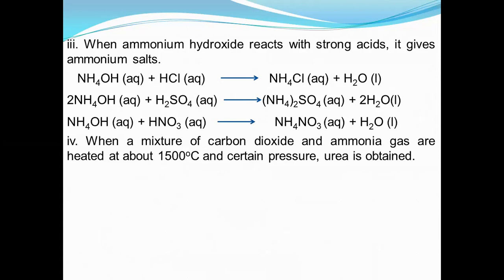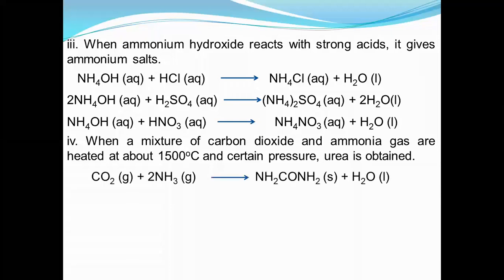So another reaction belongs to both carbon dioxide and ammonia gas. So let's look here. When a mixture of carbon dioxide and ammonia gas is heated at about 1500 degrees C and certain pressure, then urea is obtained.